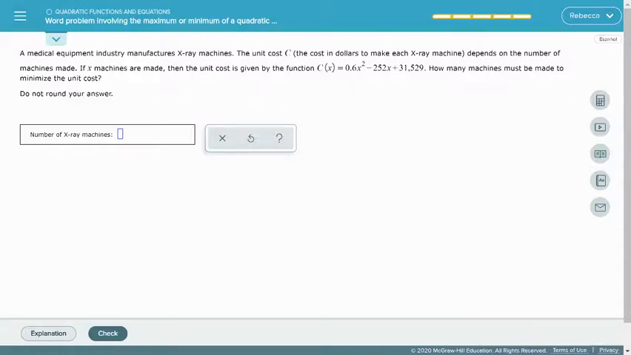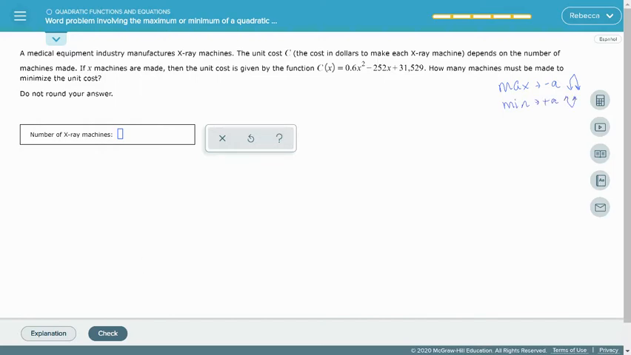Word problem involving maximum or minimum of a quadratic. So right away, those two words instill in me: max means that I had a negative a value, and so my parabola opened downward. And then a minimum tells me I had a positive a value and my parabola opened upward.